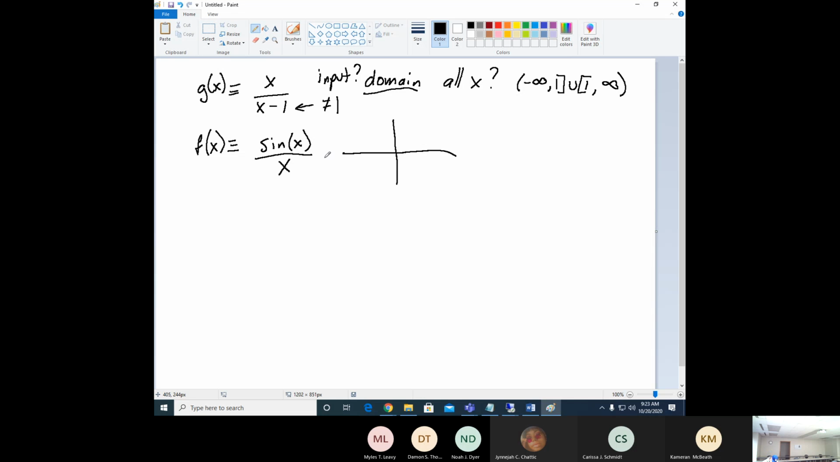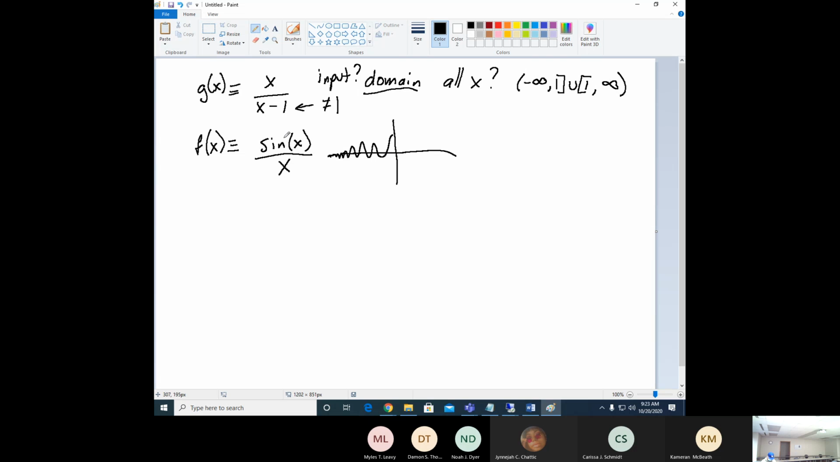As x is a very large negative, we know sine of x is always going to be between -1 and +1. So this is going to go negative, positive. But as x gets very large, when I divide by something very large, I get a very small number. So I'm going to have something that looks like this. On the negative side, it's going to be very small. As I get closer to 0, it's going to do something like this, and then it's going to get larger and larger.